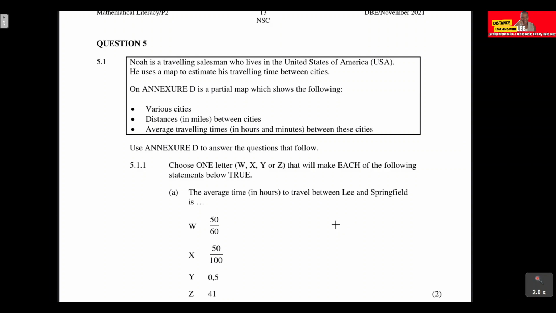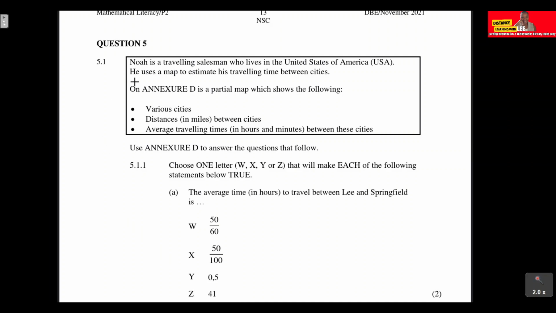Okay, so let's have a look at the last question, guys. In question 5, I did mention that we are going to be doing map interpretation, and we're also going to be calculating liters needed for trips throughout the whole week and so on and so forth. So let's get started.